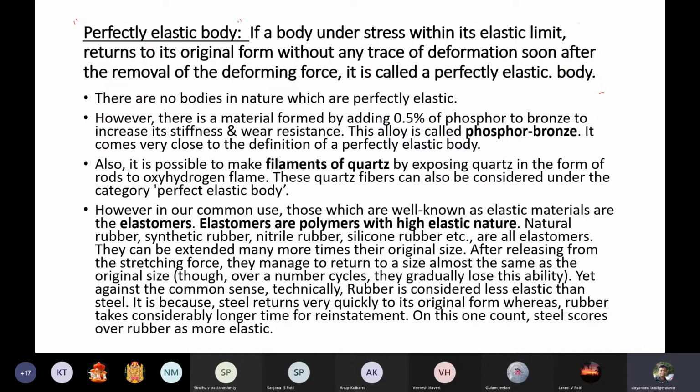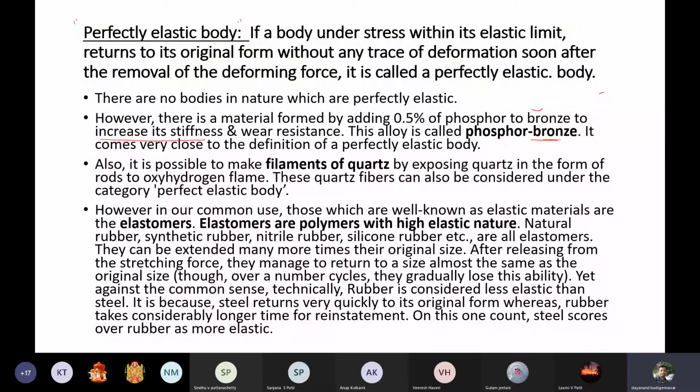Now in nature, we can have compounds which are made up of phosphorus and bronze. This phosphorus bronze material is made by adding 0.5% of phosphorus to bronze. When we add phosphorus to bronze, we get a compound that has a high value of elasticity, that means it is exhibiting the property of elasticity very well. So its stiffness increases. That means it is easily going back to its original shape and size quickly.